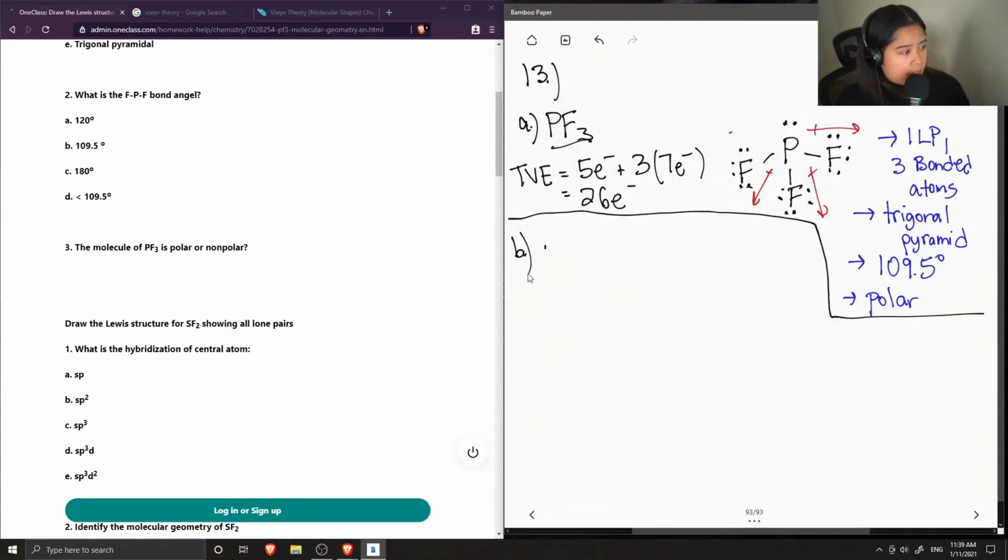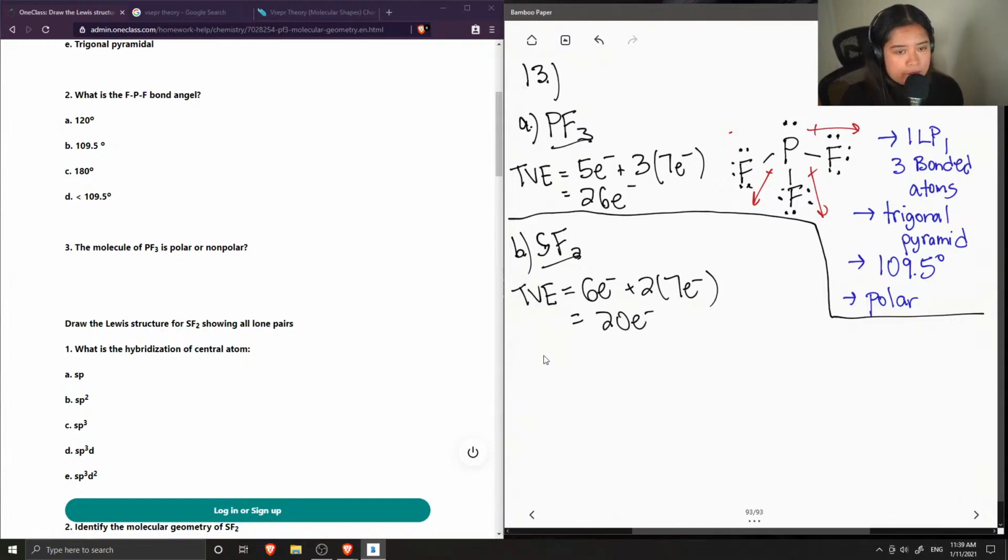So now let's do the same thing for sulfur difluoride. Its total valence electrons is 6 plus 2 times 7, which is 20.